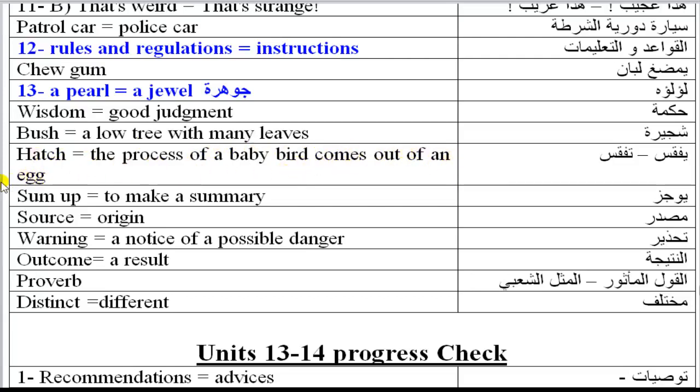Make a link between N and E. An egg. Sum up. To make a summary. Source. Origin. Warning. A notice of a possible danger. Possible. British, O-O; American, O as a sound. Possible. Outcome, a result. Proverb, distinct, different.